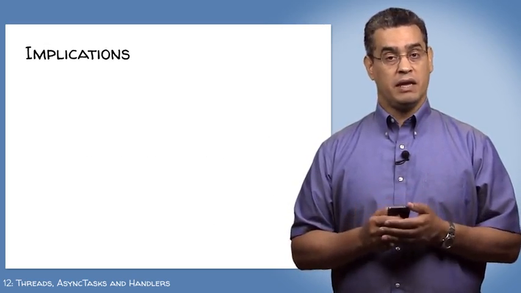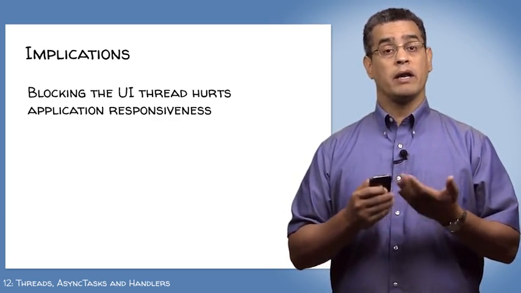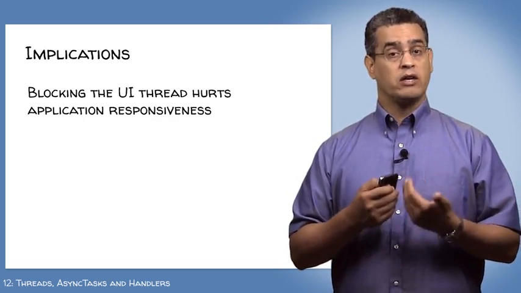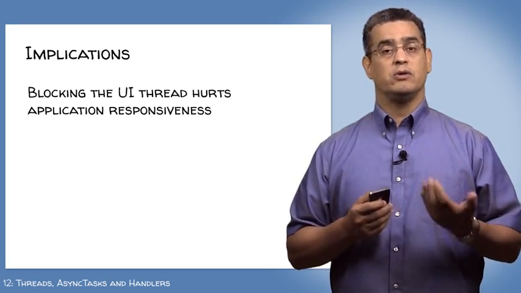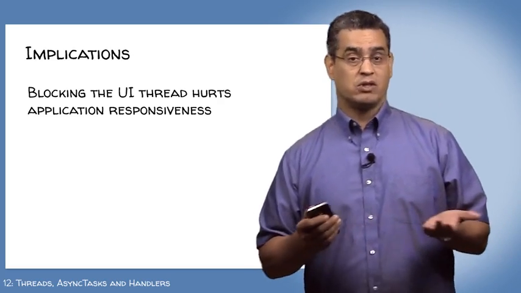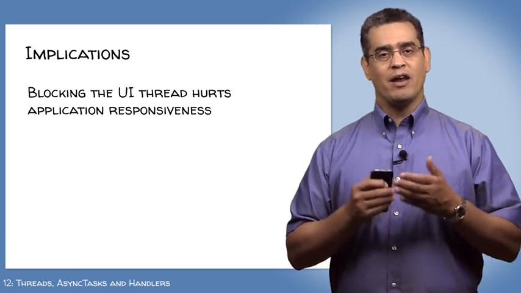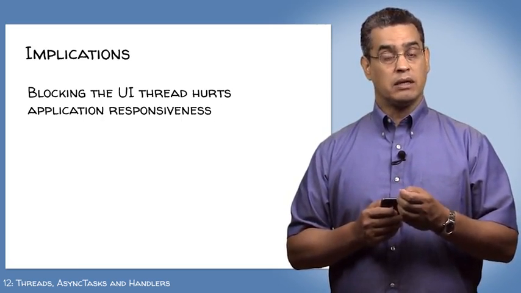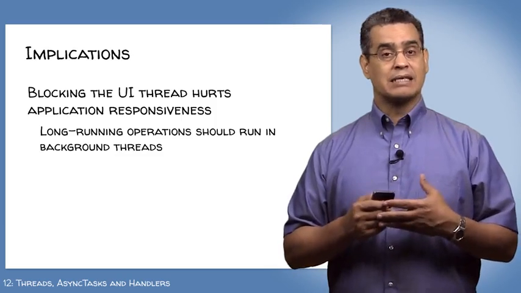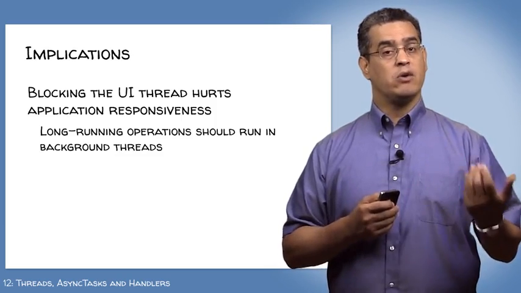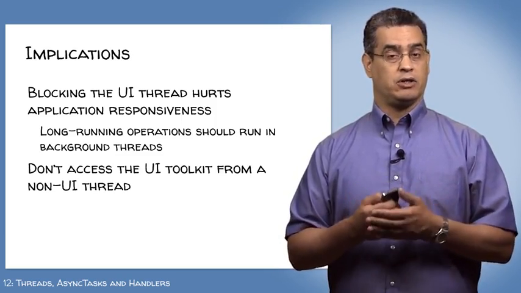Now, what all this means is that if you block the UI thread with some long-running operation, then you're going to prevent your application from responding to other things that the user is doing. In fact, we saw that in the THREADING/NO-THREADING application. So, long-running operations need to be put in background threads. At the same time, however, we can't access the UI toolkit from a non-UI thread. And that's what got us into trouble with the THREADINGSIMPLE application.